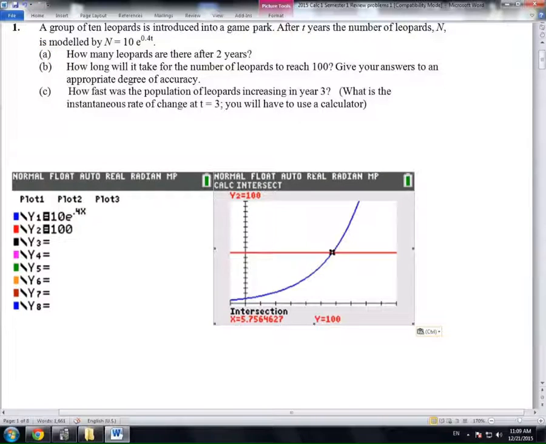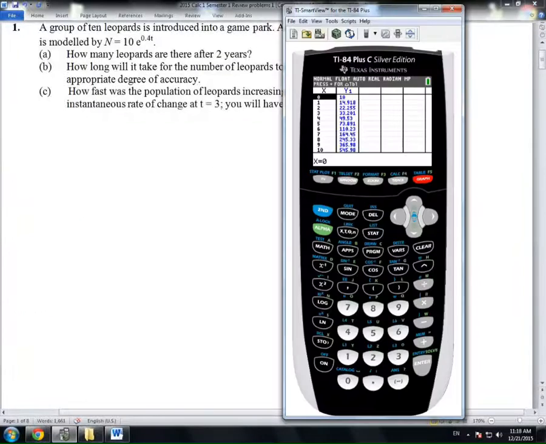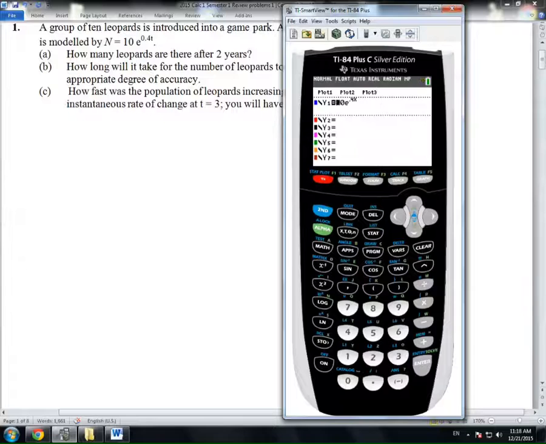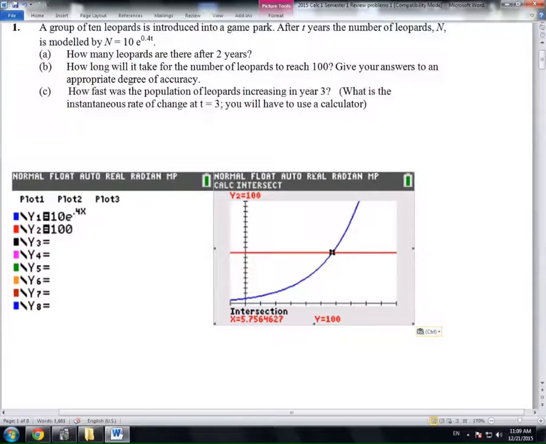The next question is asking how long will it take for the number of leopards to reach 100? The way that you do this is you go to the y equals, and under y2 you simply put in 100, which is the goal or the destination. So this is a changing population, and this is a fixed population at 100. So then we do second calculate so that we can find the intersection.